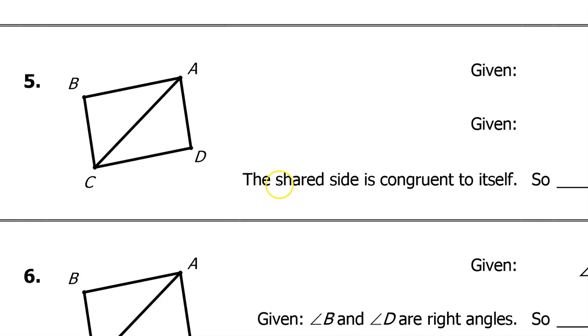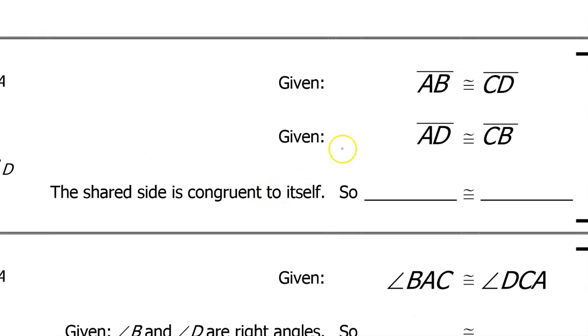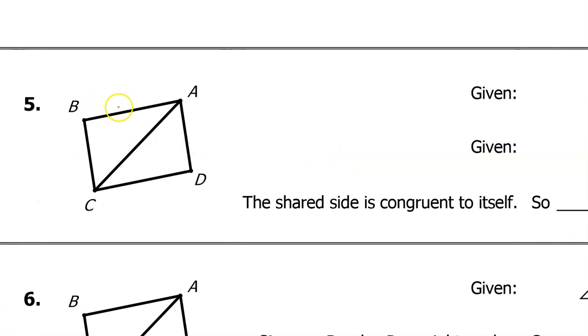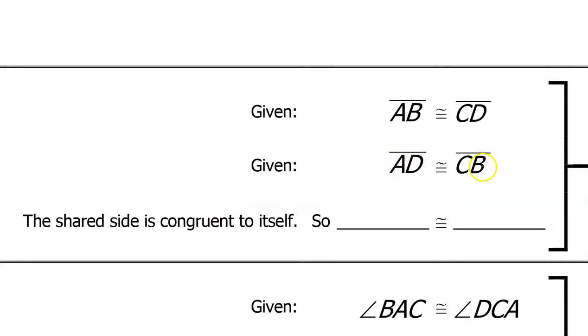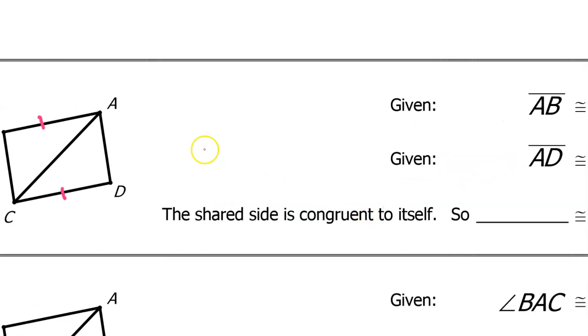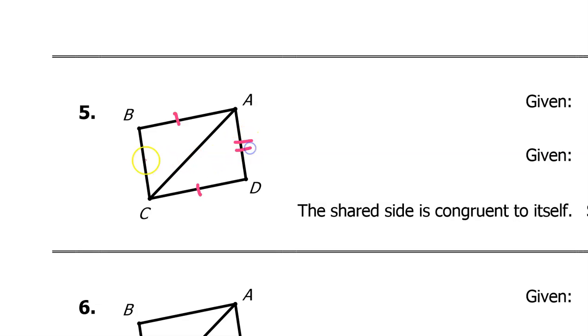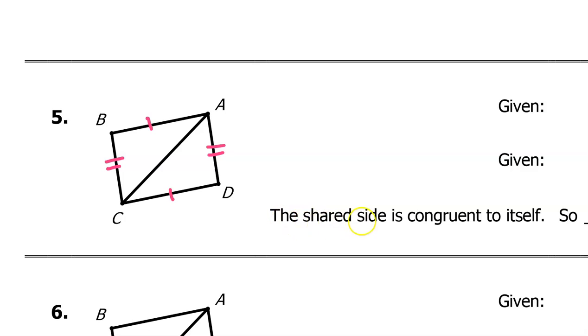Looking at problem number 5. We are given that AB is congruent to CD. So AB is congruent to CD. We are also given that AD is congruent to CB. All right, AD is congruent to CB. Of course, the shared side is congruent to itself. So we can go ahead and mark that.